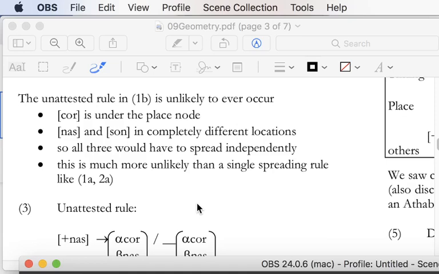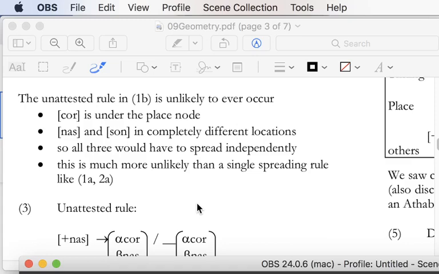Now, that unattested rule, the crazy one with coronal, nasal, and sonorant patterning together, in this theory is unlikely to ever occur. Why? Because coronal is under the place node, this constituent we just looked at. Nasal and sonorant are in totally different locations in the feature tree. We'll look at that later. So all 3 of these, if you wanted to get just coronal, nasal, and sonorant spreading, all 3 of them would have to spread independently.